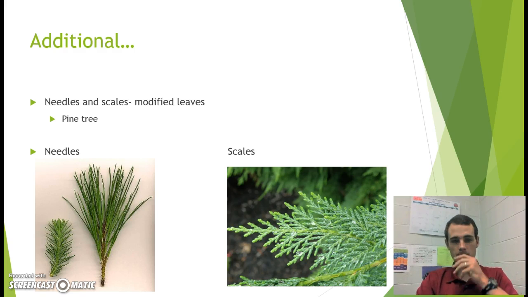Needles and scales, they're both modified leaf types. So an example would be the pine needle, as you see on the left. It's a long, slender leaf blade. It's called a needle. And then scales are flattened, compressed leaf surfaces, like in the image on the right. And when we talk about the Leyland cypress, you'll see a leaf scale. It's a modified leaf.